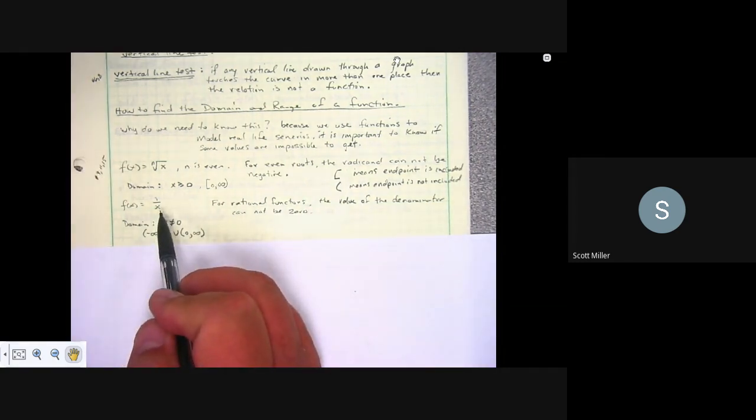In this one, because it's a fraction, the denominator can never be 0. The denominator can never be 0. So that's the only value in this one that cannot be included. And so we say that the domain is basically all the real numbers, x cannot equal 0.